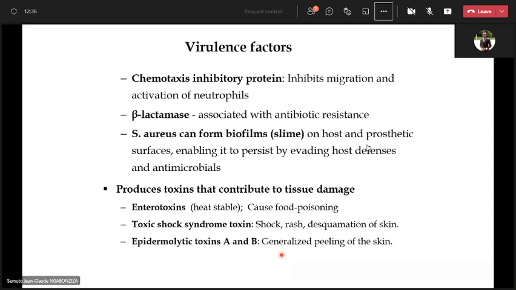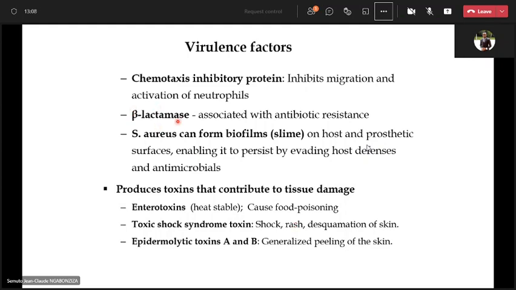So we have chemotaxis inhibitory protein, which inhibits migration and activation of neutrophils. So the neutrophils are not called to the site of infection, rather they are inhibited and remain. The bacteria then can proliferate.